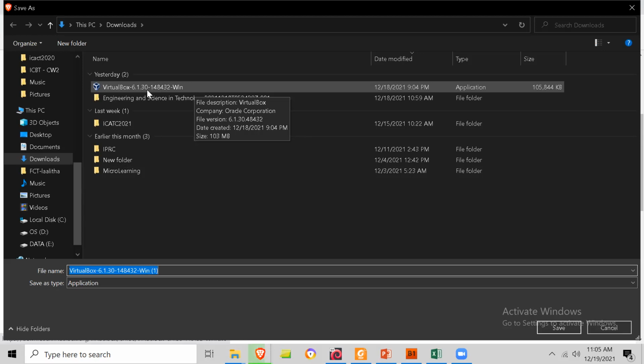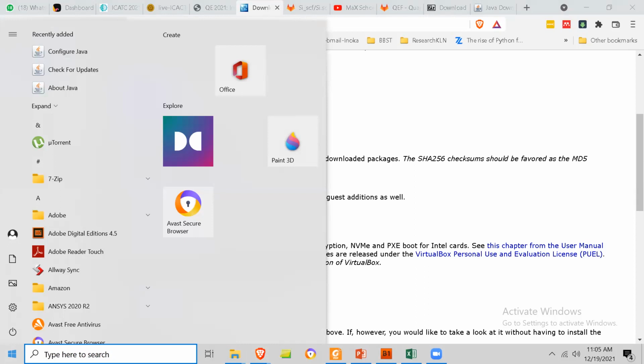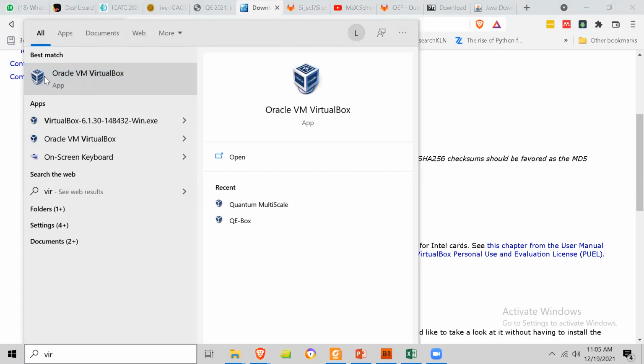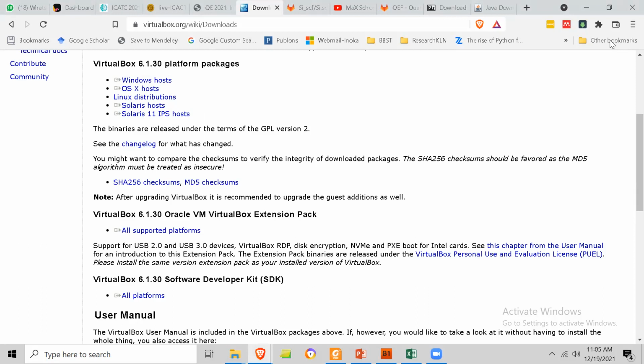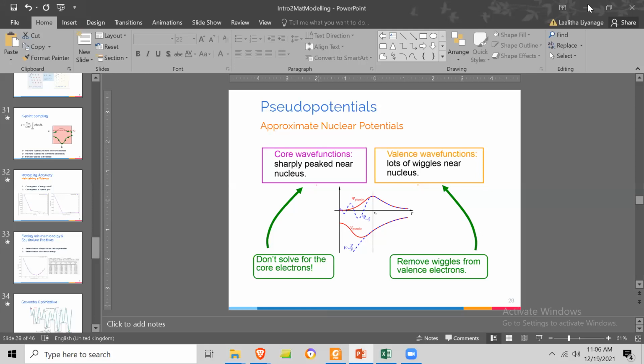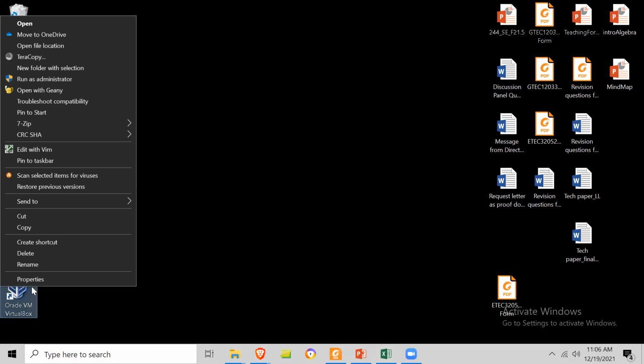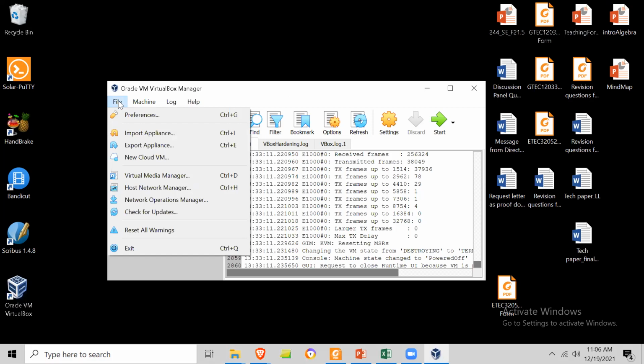So once you do that, you install that. And once it's installed, you can power it up. It's Oracle VM VirtualBox. I think it's already open. This is why it's not responding. Okay, so it should give you something like that. And then you go to File and Import Appliance. You do an Import Appliance.